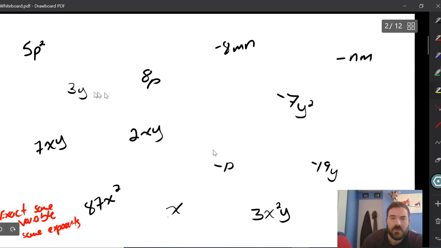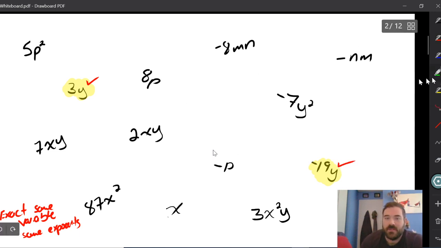Looking down over here, we have negative 19y. That's a potential. So the coefficients are different, which is fine. We still have a y, and the exponent on the y is exactly the same. They're both 1s. So these actually are like terms.